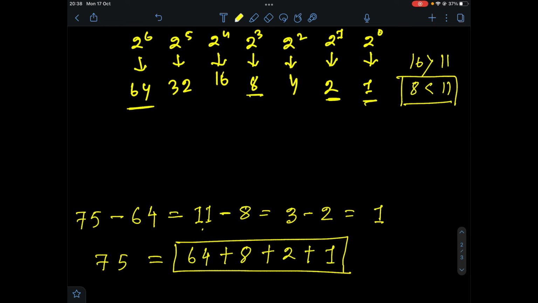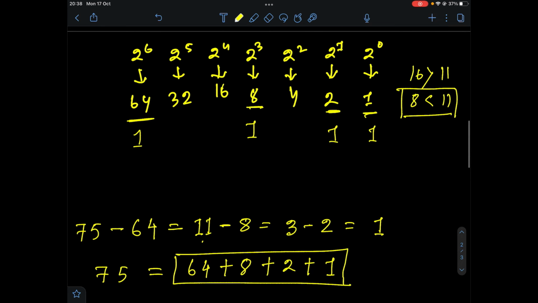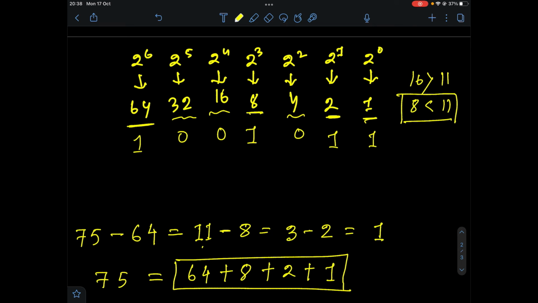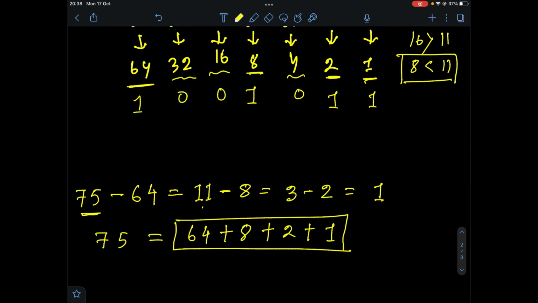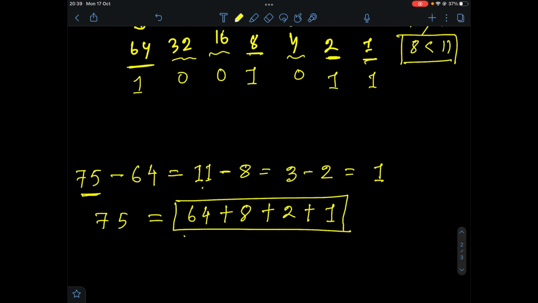So now you have to just write 1 under these numbers. Okay, so after writing this 1 we have some blank space like 32, 16 and 4. So just write 0 under these numbers because we don't need this 32, 16 and 4. To represent this 75 we only just need 64 plus 8 plus 2 plus 1. Okay, so this is the reason you can write 0, 0, 0 because we are adding these numbers, right? We are subtracting and we are adding.